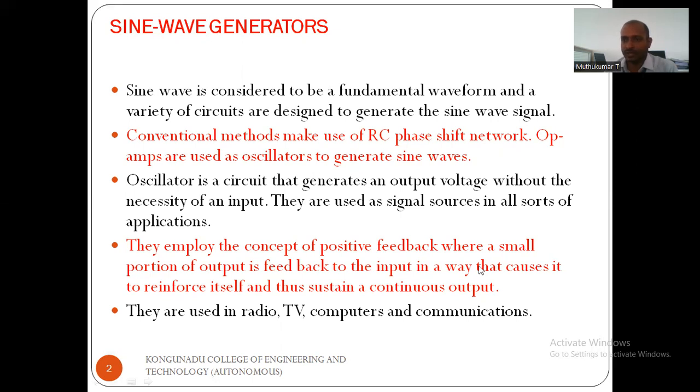So the sine wave is a fundamental waveform. We can generate it with the help of many circuits. The conventional method is the RC phase shift network, while presently we are using the operational amplifier as a sine wave generator, used as an oscillator to generate the sine waveform. An oscillator generates the output voltage without any input. Here we employ positive feedback: a small portion of the output is fed back to the input, so finally a sustained, continuous output will be obtained.